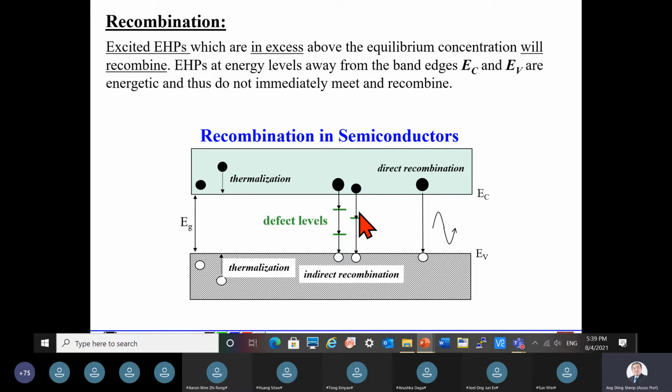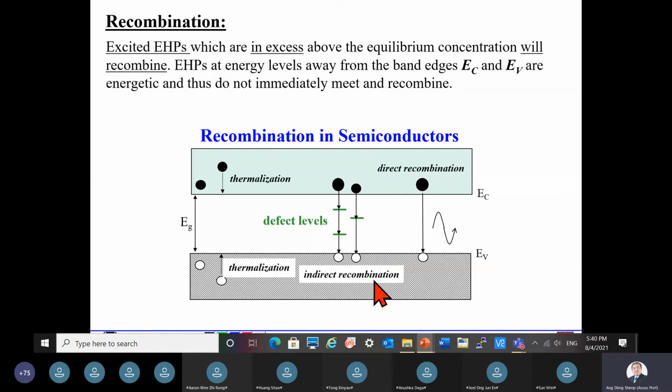Okay, so what that means is that in such semiconductors, electron-hole pair recombination typically occurs through defect states situated inside the band gap. In other words, the electron needs to first transit from the conduction band to the defect state before it transits to the empty energy state in the valence band. I will elaborate further on indirect recombination later.